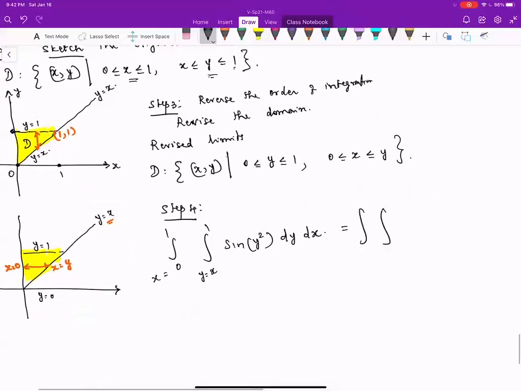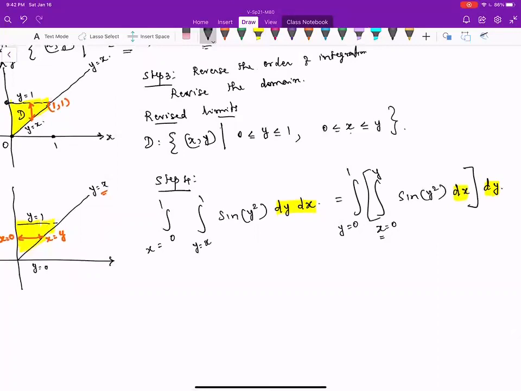What we have done, we have revised the limits, and now x runs from 0 to y. The fixed limit should always be outside, from 0 to 1, sine of y square, because the inner limit is for x, so you have to integrate with respect to x and then with respect to y. Previously it was dy dx, now it becomes dx dy.